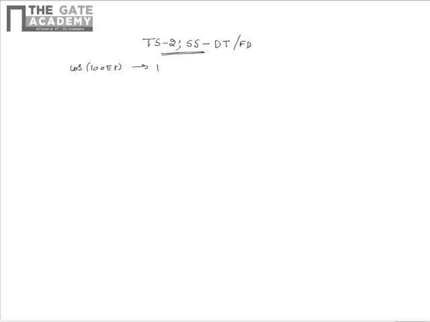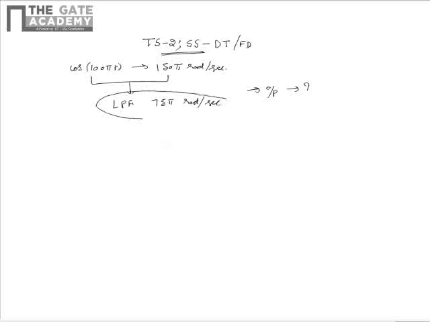which is sampled at 150 pi radians per second. It is given that the sampled signal is reconstructed using a low pass filter of cutoff frequency 75 radians per second. So here we need to find the output. Here we need to find the output signal that is obtained after low pass filtering the sampled signal.